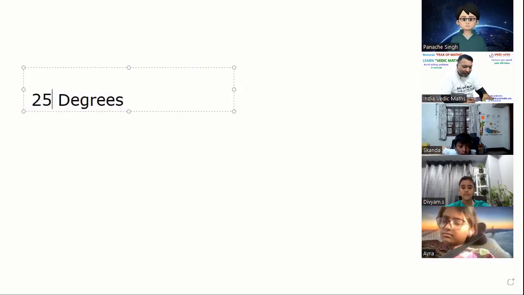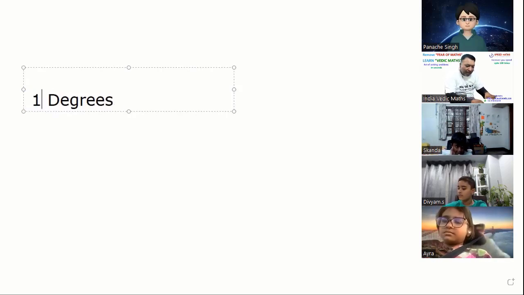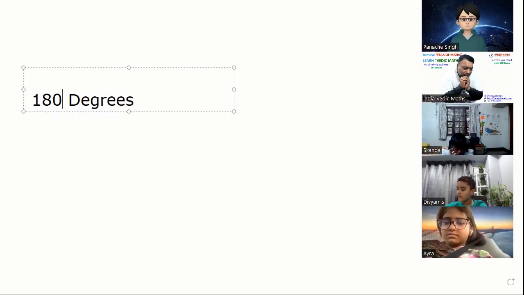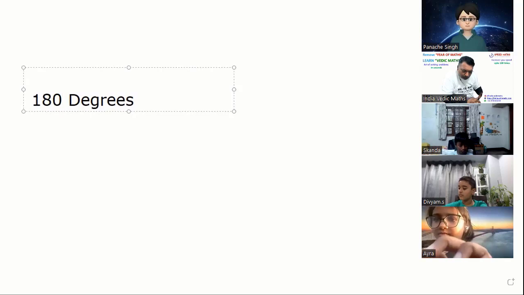Aditya, which angle is this? This is a reflex angle. Very good. Chaitanya, which angle is this? Right angle. Aira, which angle is this? You can write down. Very good. Write down, Aira. Which angle is this? No. 180 degrees is a straight angle. Obtuse angle is still lesser than 180, 90 to 180. Okay, Aira? 180 exactly is a straight angle.